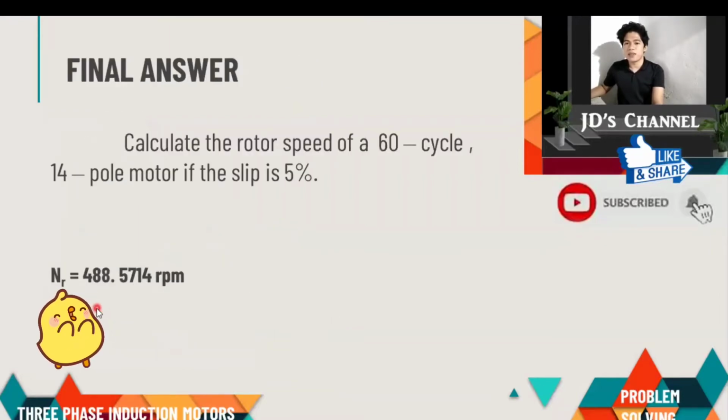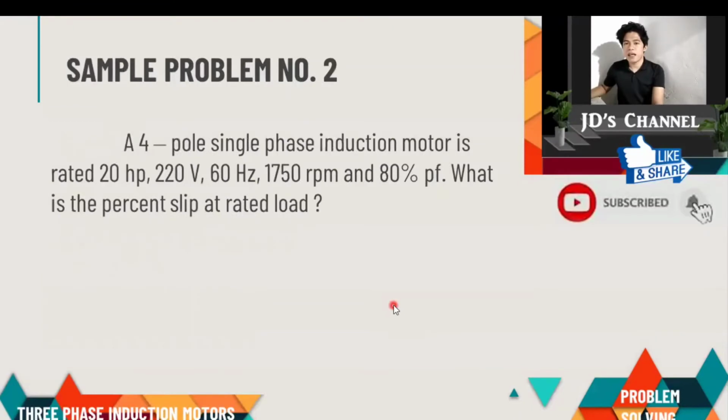Okay, so yan. So 488.5714 RPM. That is the final answer for our sample problem number 1. So let's proceed to the next sample problem number 2.